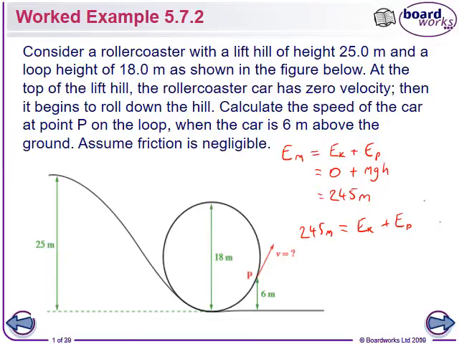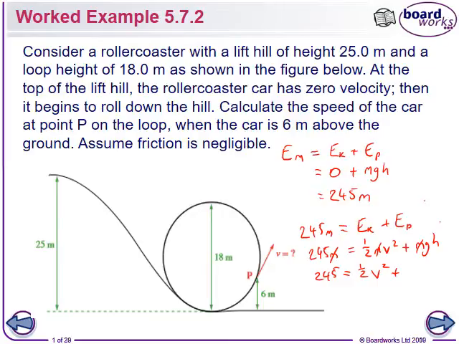All right, let's expand this. 245 m, and you're going to see why this is a bit cute in a second. Kinetic energy is a half mv squared. Our potential energy is mgh. Look at that, our m's cancel. We don't need the mass. We can cancel our m's totally. Okay, so 245 is equal to 1/2 v squared plus gh.